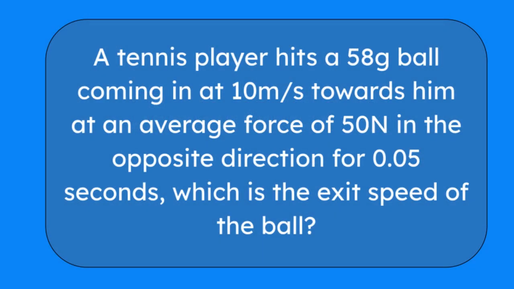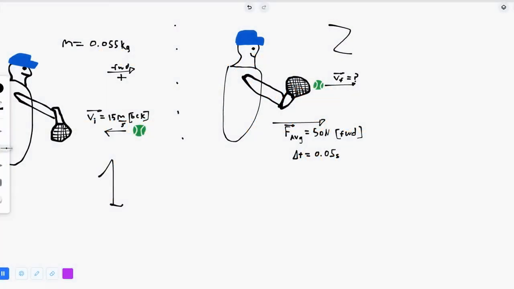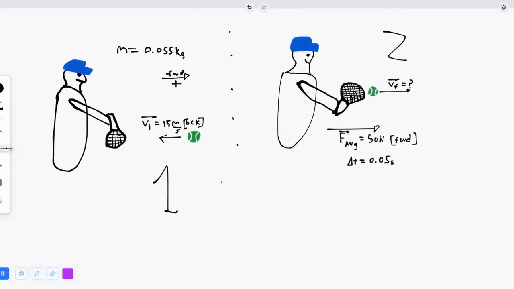Example 2. A tennis player hits a 58-gram ball coming in at 10 meters a second towards him at an average force of 50 newtons in the opposite direction for 0.05 seconds. What is the exit speed of the ball? Okay, so I have the two drawings here. So we have number 1 right there, number 2 right there. So the initial velocity is 15 meters a second backwards. Mass is equal to 0.055 kilograms, and that's the same for both of them. And we're trying to find the final velocity.